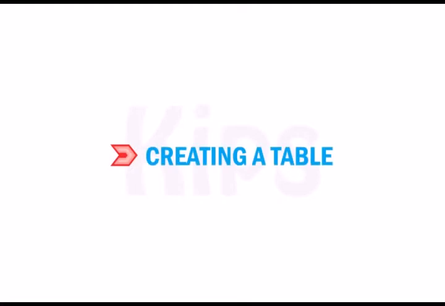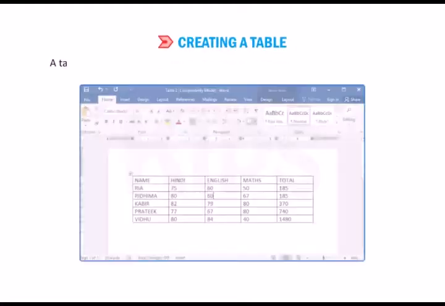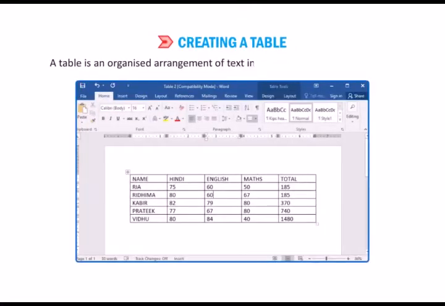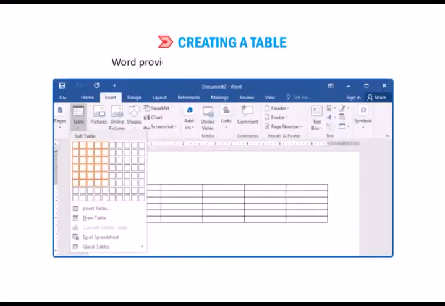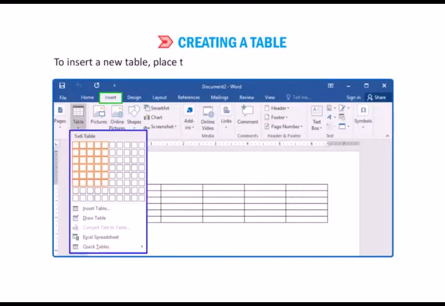Let's learn about creating a table now. A table is an organized arrangement of text in the form of rows and columns. The intersection of a column and a row is called a cell. Word provides a variety of ways to create a table. To insert a new table, place the cursor where you want the table to appear.